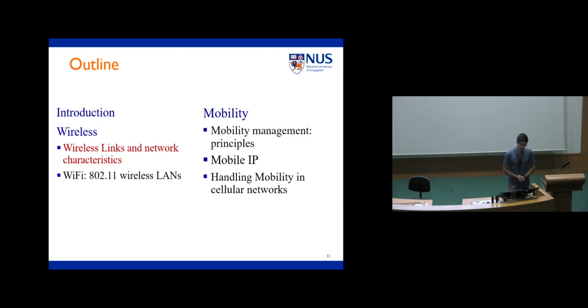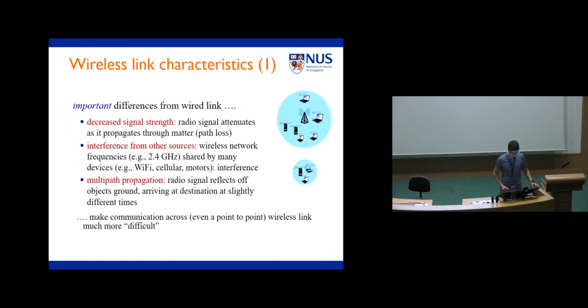Okay, so that was some intro and some terminology on wireless. Now we are looking at wireless links, some of the challenges posed by the wireless environment, and then how to address that. So first of all, in wireless networks, we have decreased signal power. This is also called path loss.